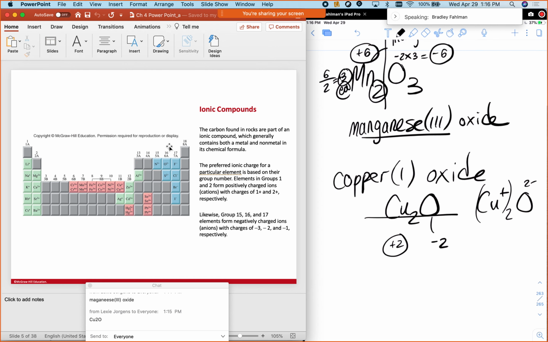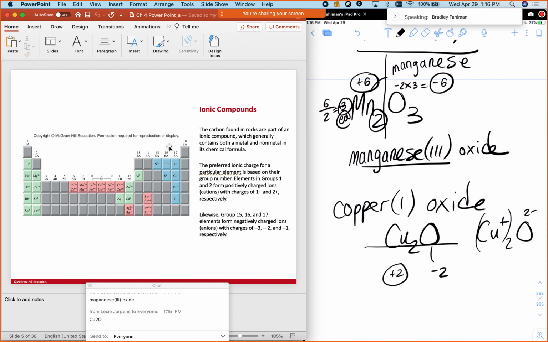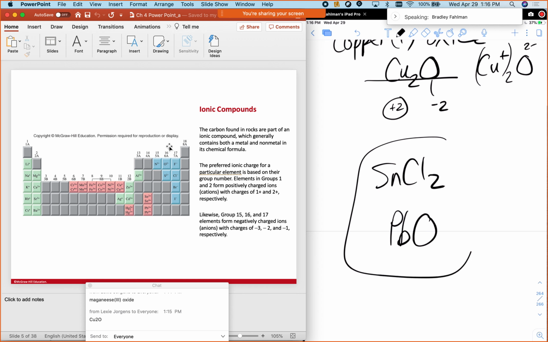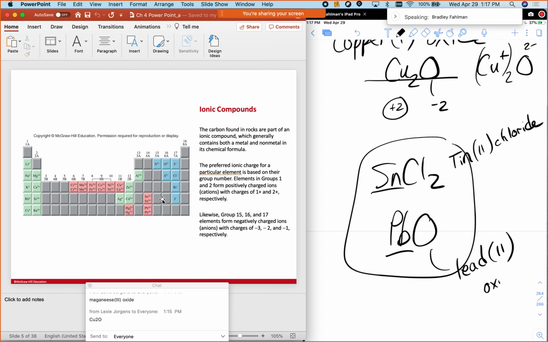Any questions about this variety? Again, if you have something like this, or any of these with tin and lead, even though they're not in this middle group, you still need Roman numerals. So this would be tin 2 chloride. And then this one would be lead 2 oxide.